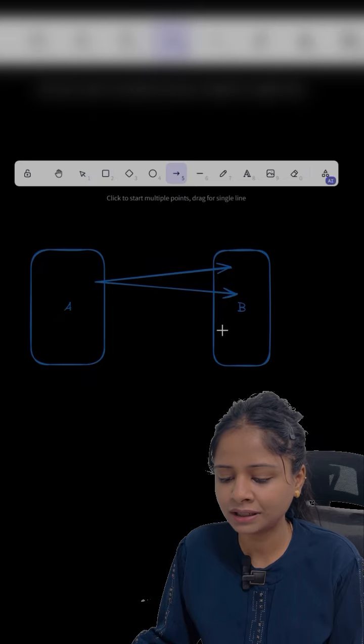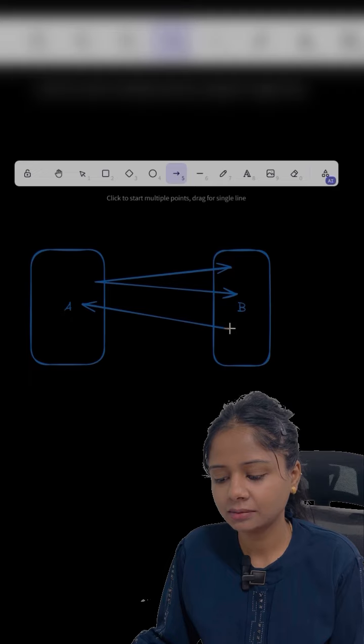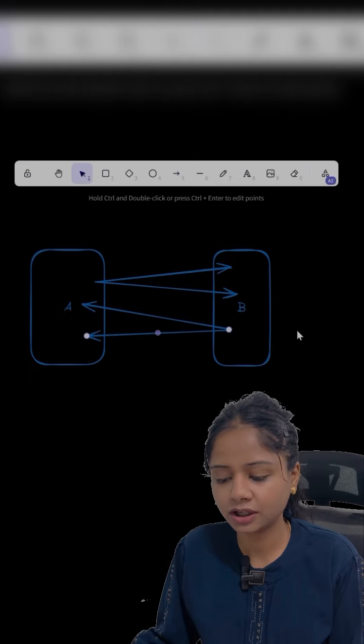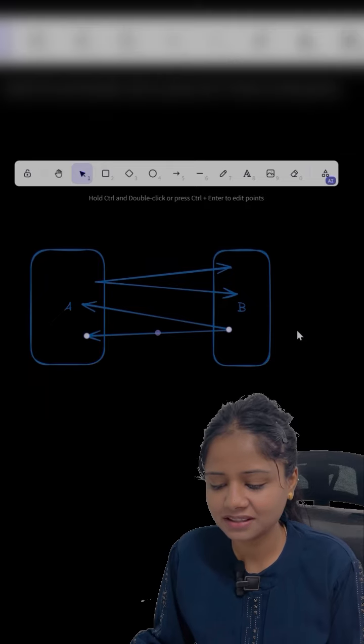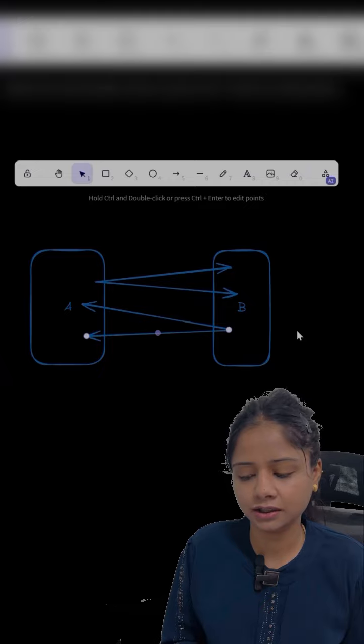What is this many to many? A is having multiple B related to it, plus B is again having multiple A related to it. Okay, so here we are talking about the number of records.